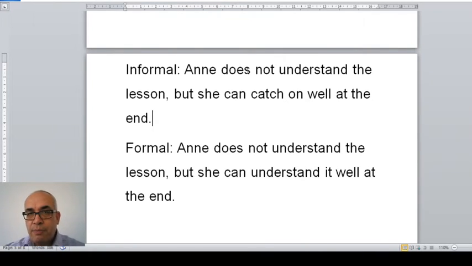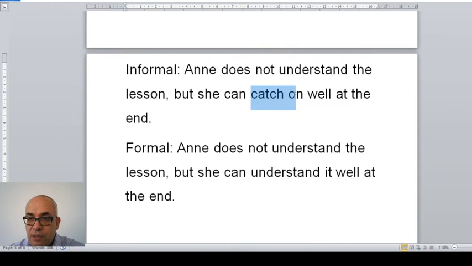But as I explained in my videos before, you have to look at everything in the sentence. So if I say formal, it means everything must be formal. So here does not is formal, but catch on is an idiom, and this idiom makes the sentence informal. So Anne does not understand the lesson, but she can understand it well at the end. As you can see, catch on is an idiom, which means understand.